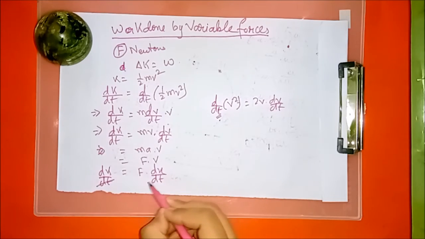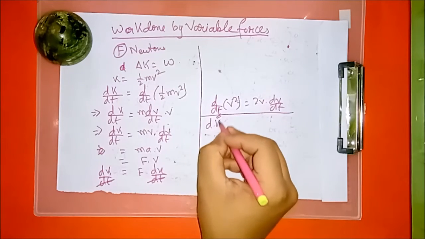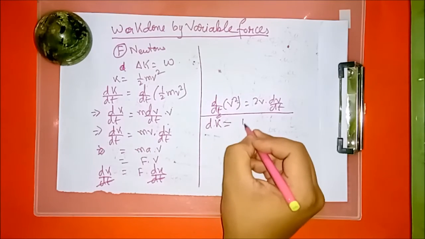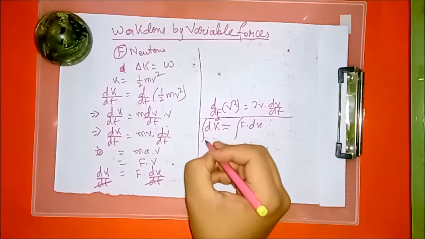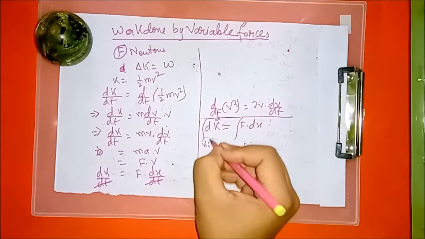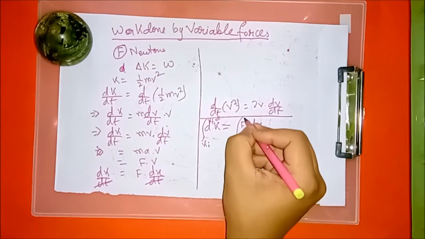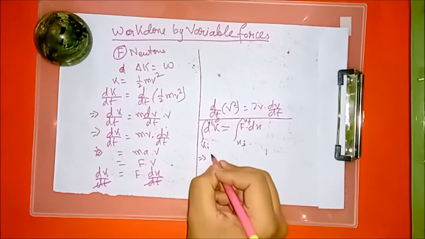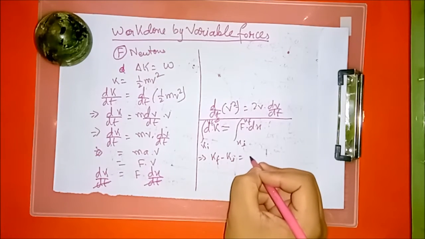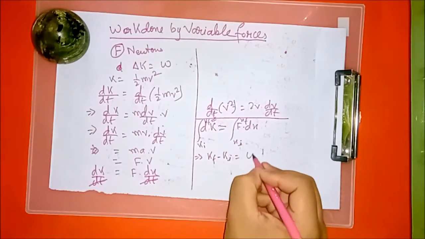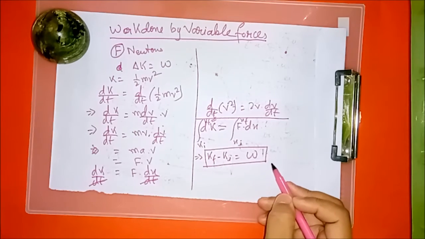You can cancel dt from both sides, and what we are getting over here is dK is equal to F dot dx. Integrating both sides from K initial to K final and initial position to final position, what do we get? We get Kf minus Ki is equal to work done. This is the work energy theorem for variable forces.